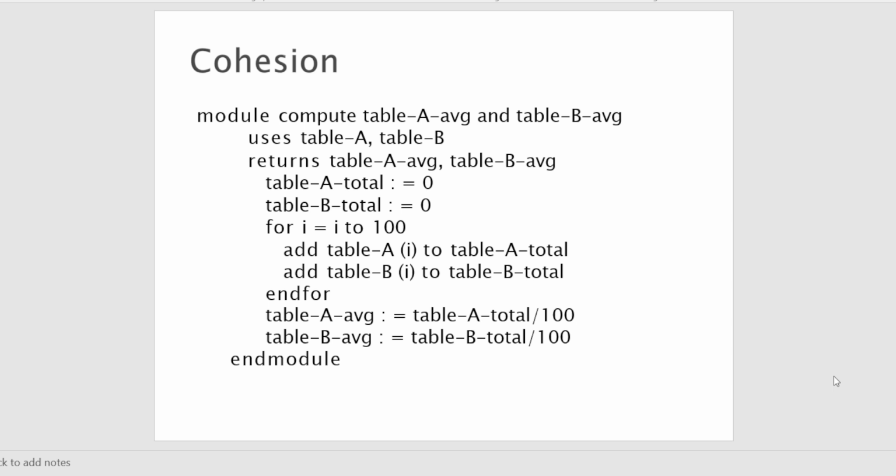Then it initializes two variables, A total and B total, and then it iterates both the tables one by one, considering table A first and table B next, and finally it populates table A average and table B average, and then we end the module. So module and end module are the tags. If you see here, the first and the last tag define the procedure. Table A and table B, although they are unrelated, are called together by this procedure. So table A and table B are cohesive because of the nature of the procedure. And table A is called first and table B second, so they are sequentially cohesive as well.